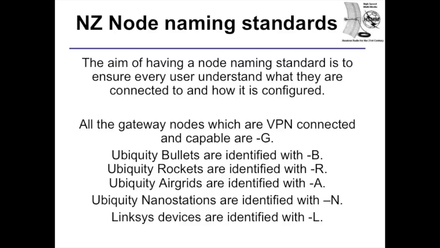So we started putting this together to show what devices it was running. Now, we'll see a dash B on the bullet device. I'll show you, there's a couple of slides of identifying these devices. We've got the rockets, with the dash R, that's the one we've got there. We've got an anchor, it's got a dash A. So you'll put your call sign in, and behind the call sign you'll have either a dash B, a dash R, a dash A, or a landing station, a dash N, or a Linksys device, a dash L.